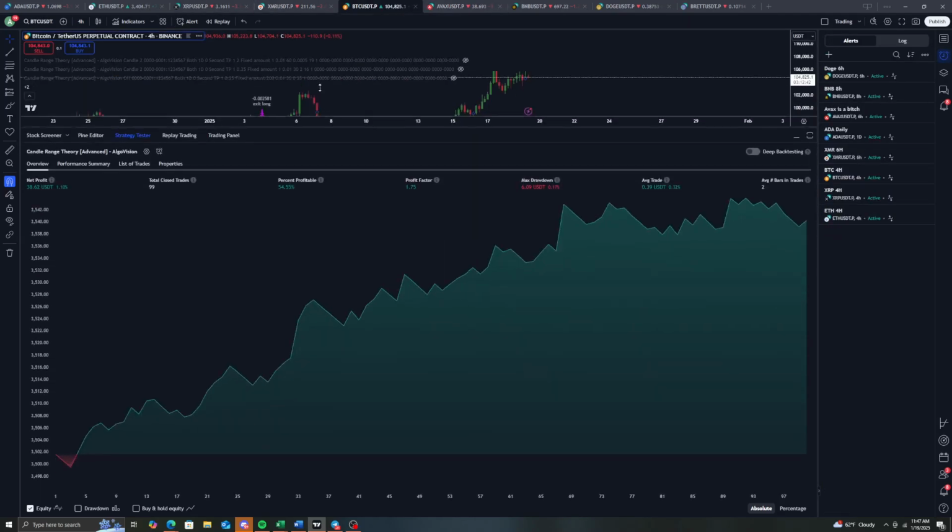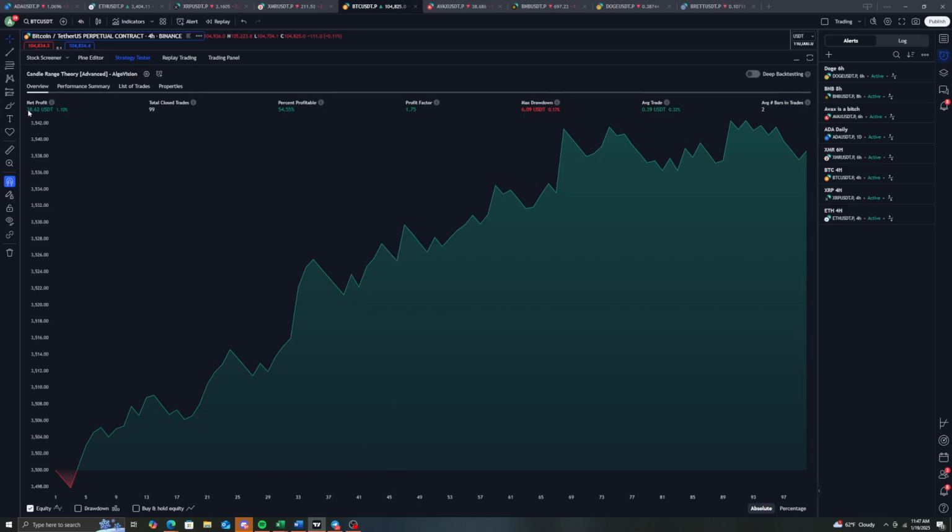Bitcoin I optimized as well. This will be the last one I show you. So you would have gained 3,800 on the account over the last 4 years, 54% profitable, 1.7 profit factor, and that's calculated by profit over loss. So you gained a total of 1.7 R compared to your R.